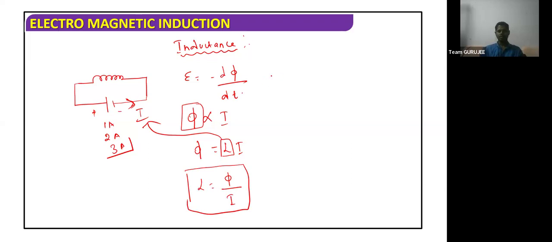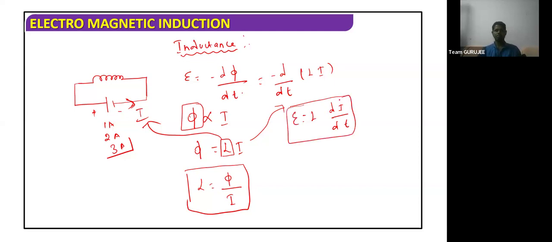Therefore, we substitute in this equation: induced EMF is equal to minus d phi by dt. In this equation we substitute the phi value, phi is equal to L into I. Since L is constant, we get di by dt. Induced EMF in the circuit is equal to minus L into di divided by dt. This is the formula for self inductance.